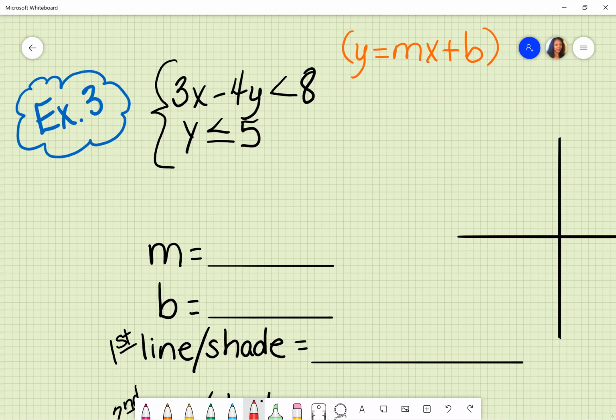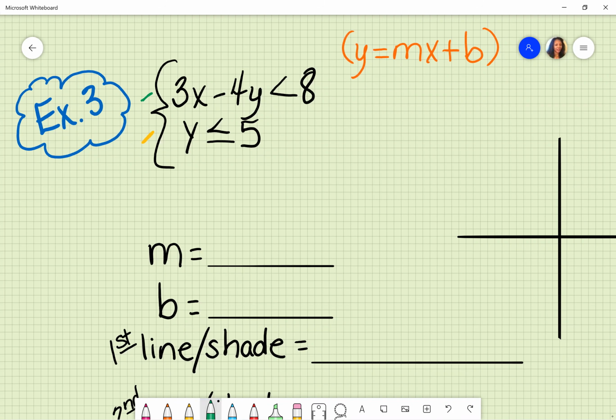This time I see that my actual inequality is not in the slope-intercept form. So let's go ahead and do that first. And I also see that I have some systems here, so I'm going to color code it so I can keep track of which is which.